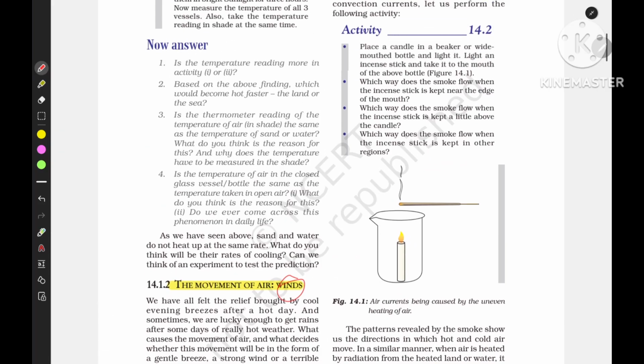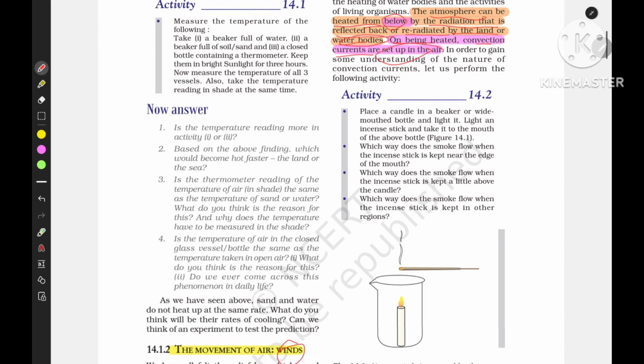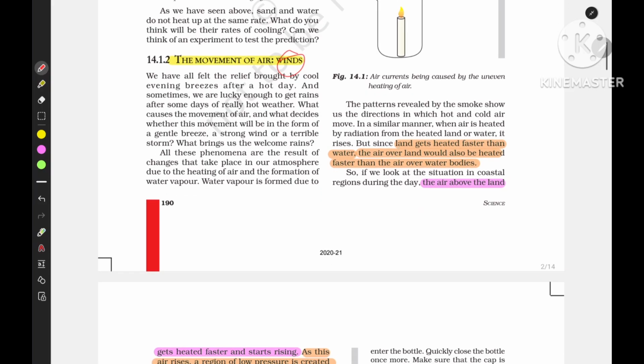And about the winds, the atmosphere can be heated from below by the radiation that is reflected back and radiated by the land or the water bodies. Once heated, convection currents are set up in the air. Land gets heated faster than water, and air over the land would also be heated faster than the air over the water. Suppose this is land, these are the trees, and this is the water.